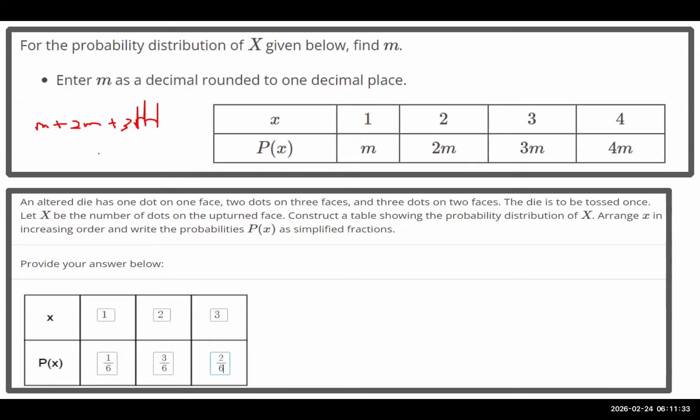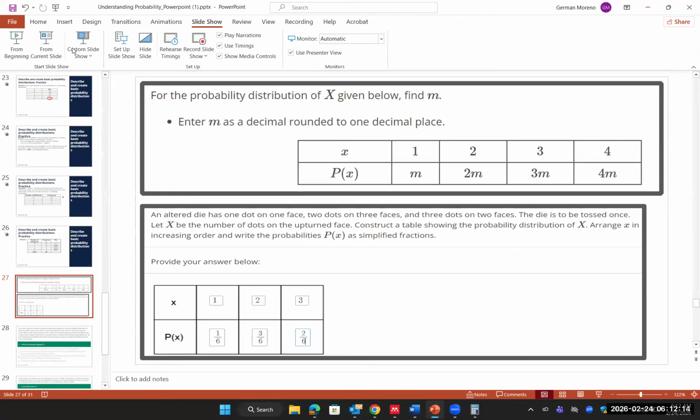Is that all of these probabilities should add up to 1. Let me try this again.